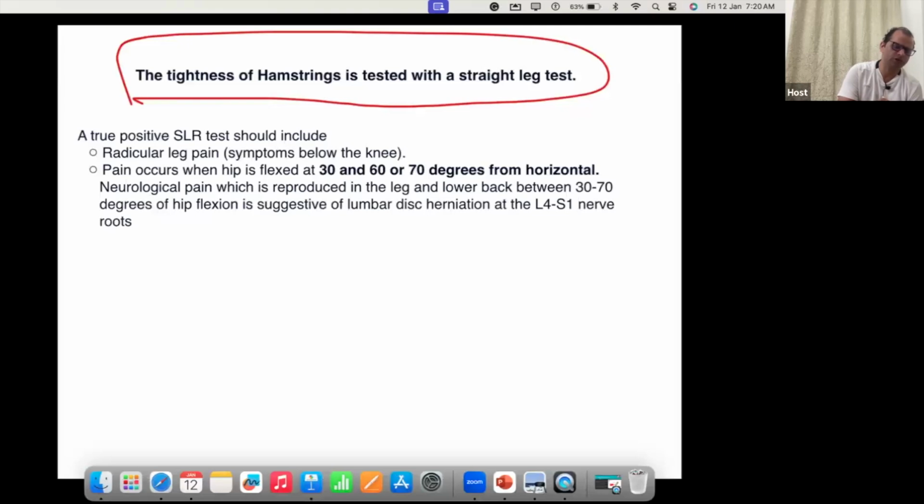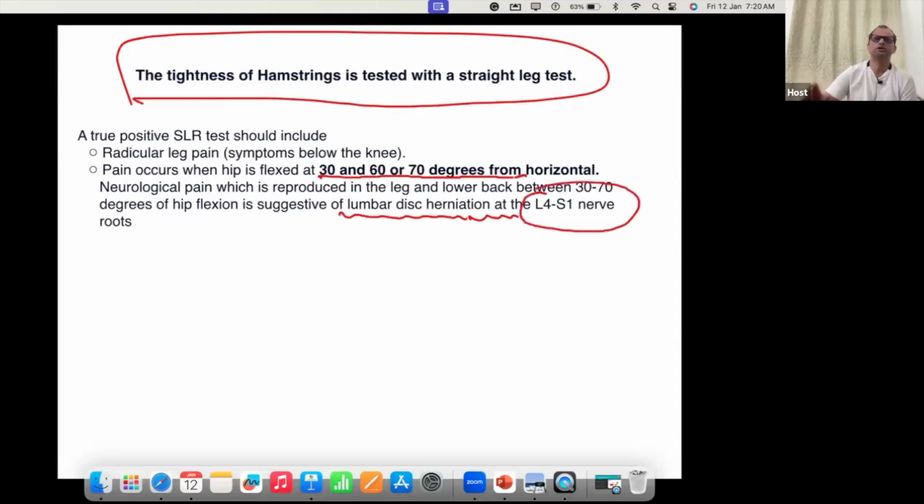If we are doing the 30 degree, 60 degree or the 70 degree movement, pain will be produced. This is the sign of lumbar disc herniation at L4, L5 nerve roots, यानी उसको हर्निया हो गया है, कमर में हर्निया हो गया.